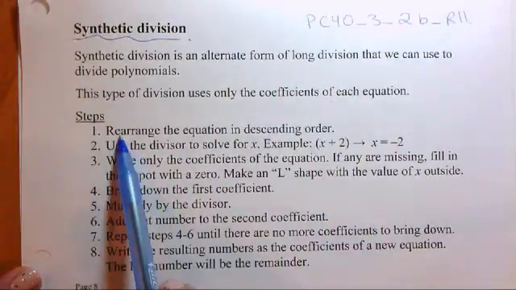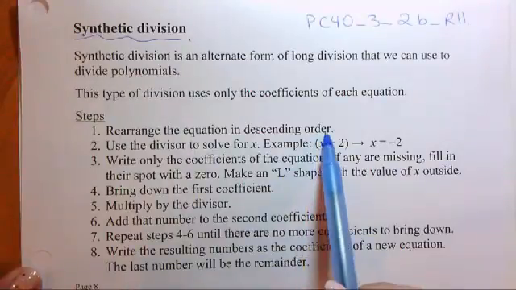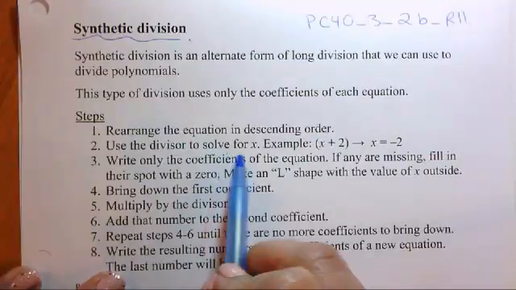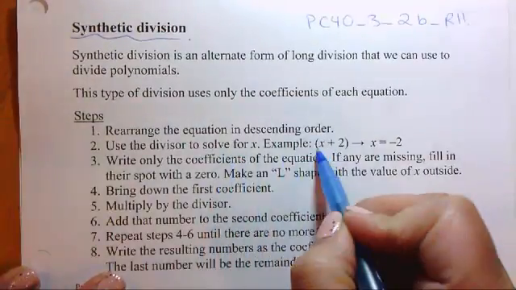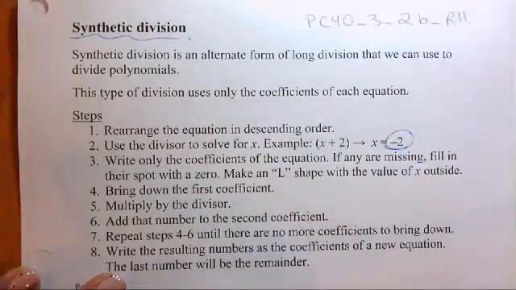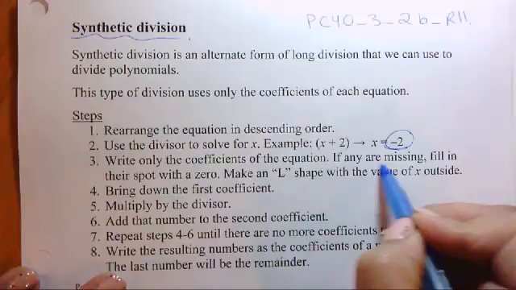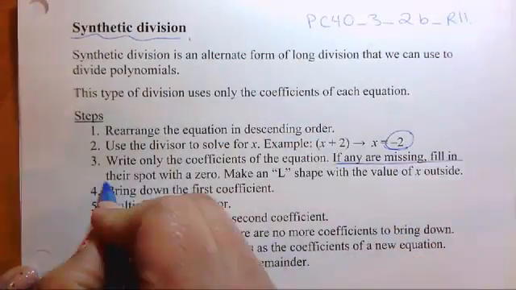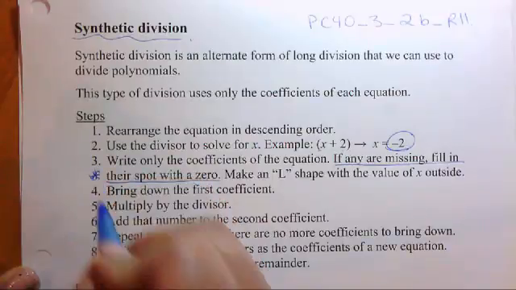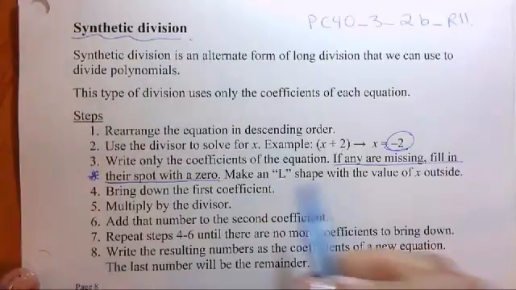The first step, just looking here, we're going to rearrange the equation in descending order, so that's by the powers of x that are there. We're going to use the divisor to solve for x. So, for example, if the divisor is x plus 2, we're going to use minus 2. And we're only going to write the coefficients of the equation. If any of them are missing, this is key, you put a 0 in that spot. That, I would say, is probably the most common error that happens.